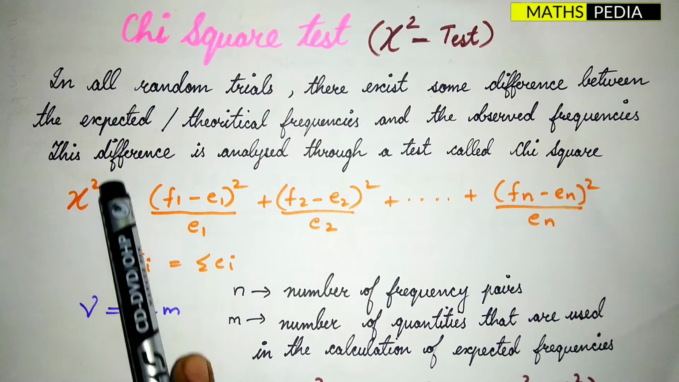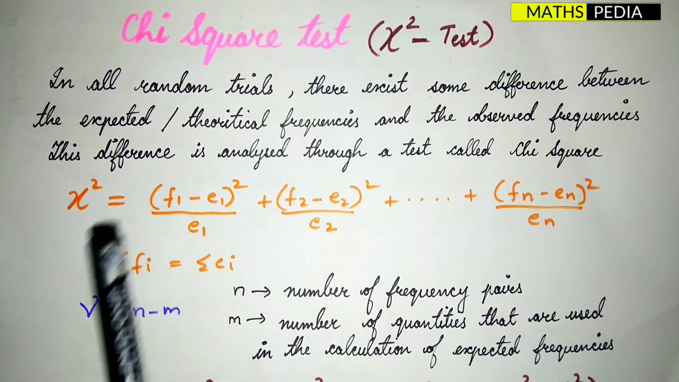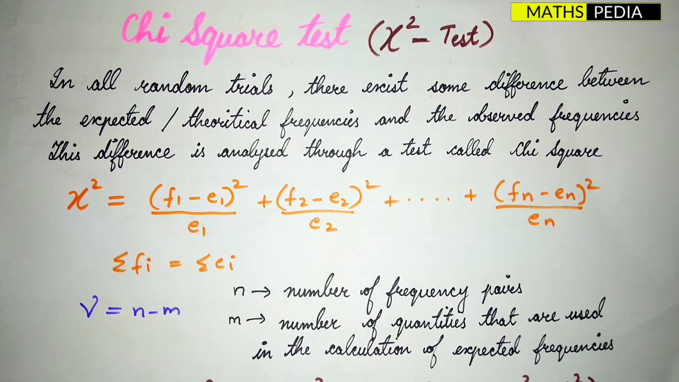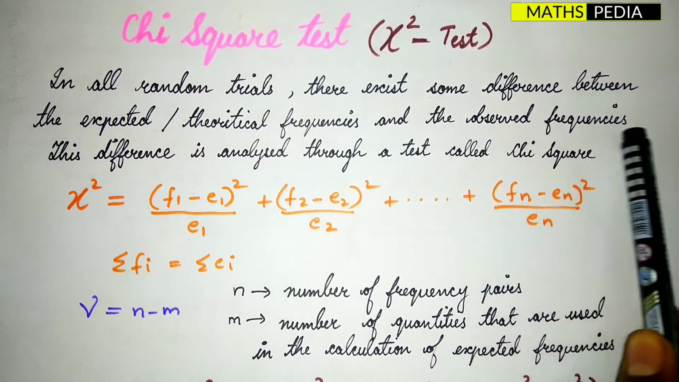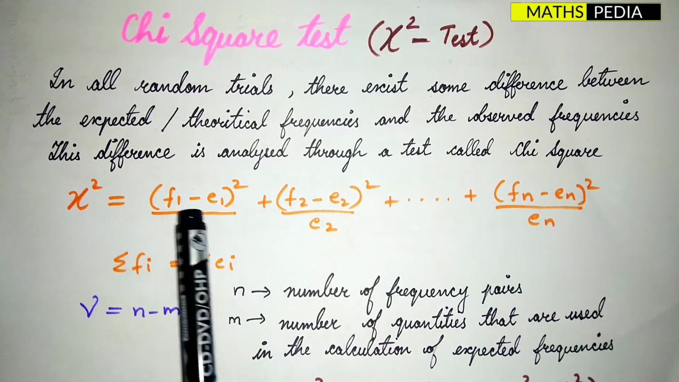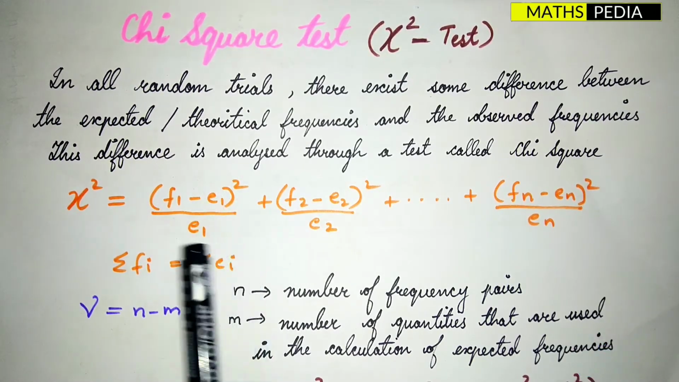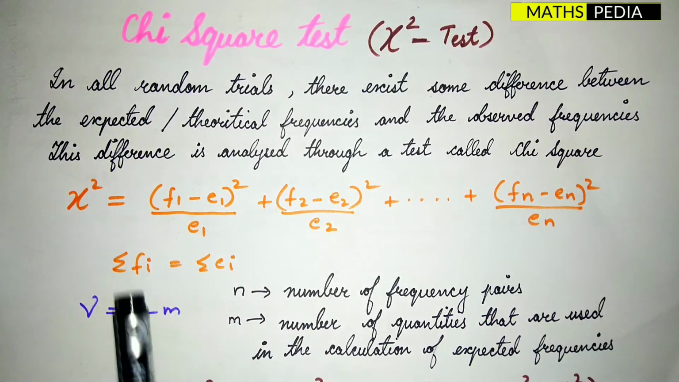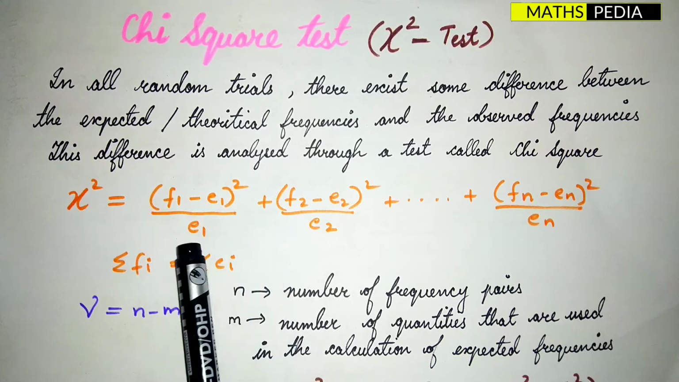Now the chi-square magnitude is given by the summation of F1 minus E1, the whole square by E1. We can replace F with O also, because we have given the name as observed frequency, so you can replace it with O also. It is nothing but the summation of Oi minus Ei, the whole square by Ei. So let us discuss this one: F1 minus E1, the whole square by E1.